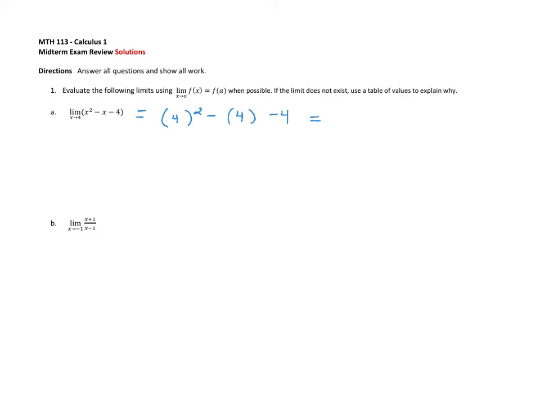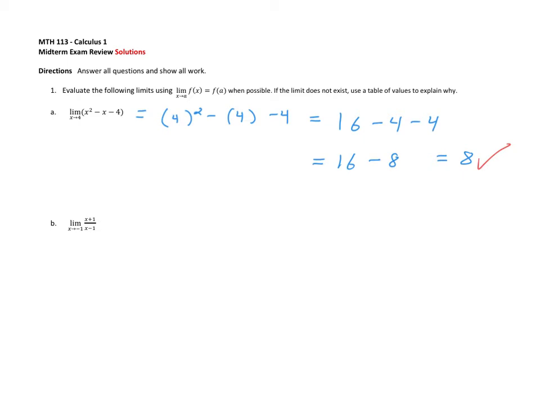And this reduces to, well, let's see, 4 squared is 16 minus 4 minus 4. Those two minus 4s is really minus 8. And that gives us an answer of 8 for this limit. What we have here is x squared minus x minus 4 is a continuous function, specifically at x equals 4. So we solve the limit by using this idea here. Just plug the number into the function.